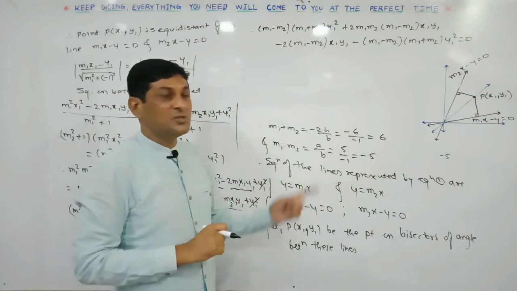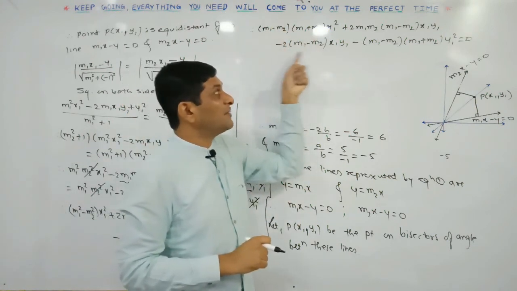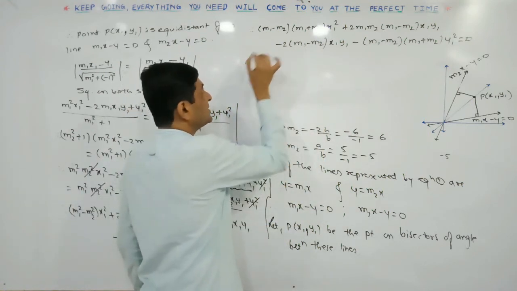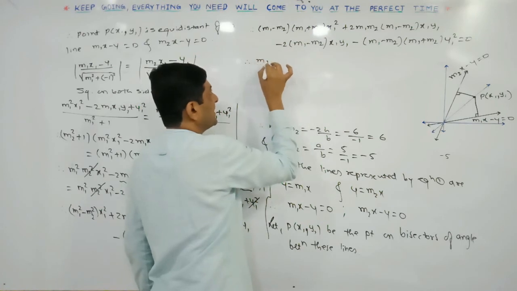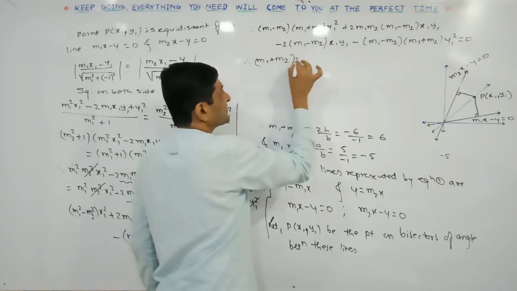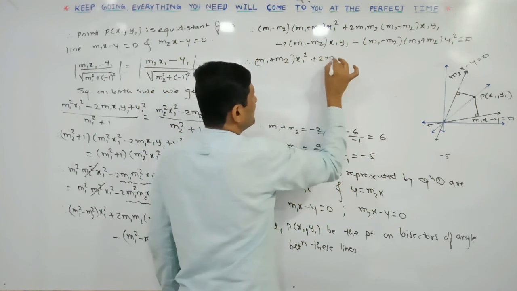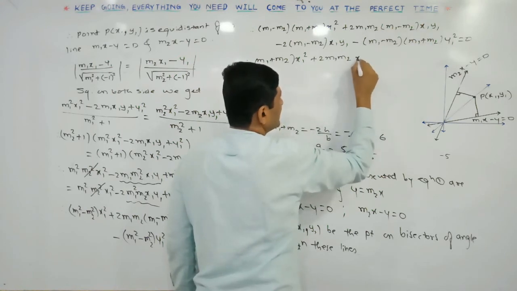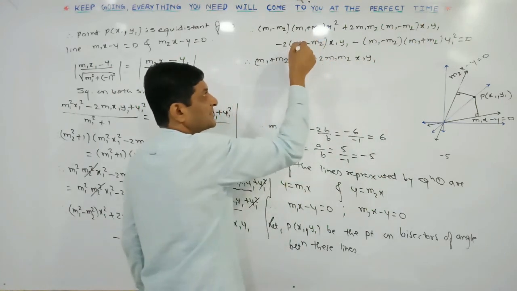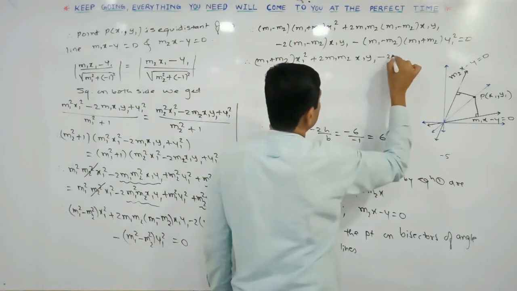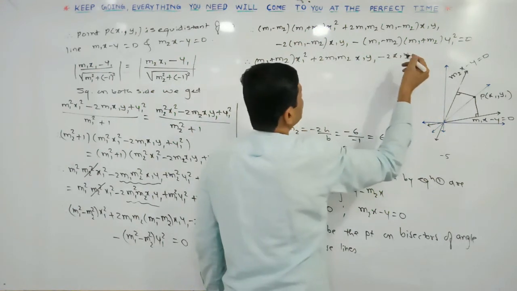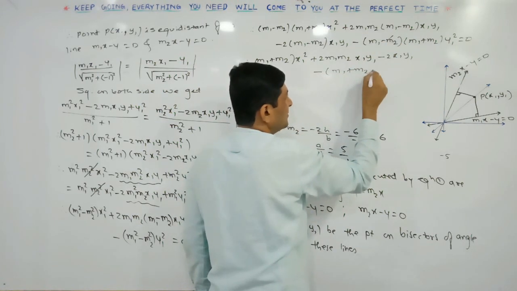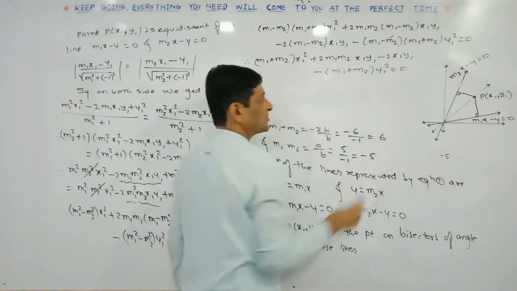All the terms in this equation are divisible by what? m1 minus m2. If we are dividing both sides by m1 minus m2, after cancelling m1 minus m2, what will we get? m1 plus m2 into x1 square plus 2 m1 m2 into, after cancelling m1 minus m2, the remaining term is x1 y1. Here also after cancelling m1 minus m2, the remaining term is minus 2 x1 y1. And here after cancelling m1 minus m2, the remaining term is m1 plus m2 into y1 square is equal to 0.